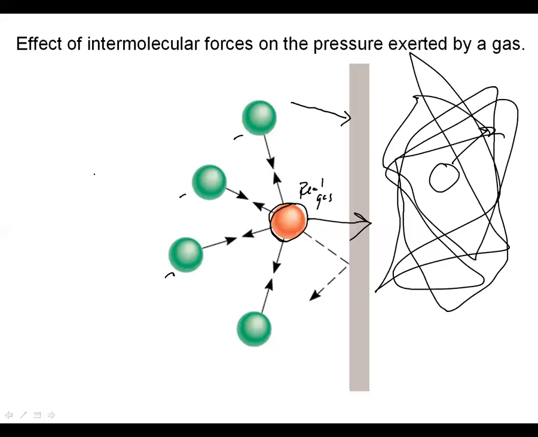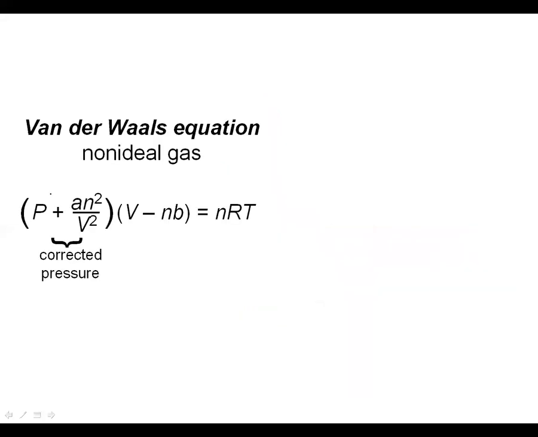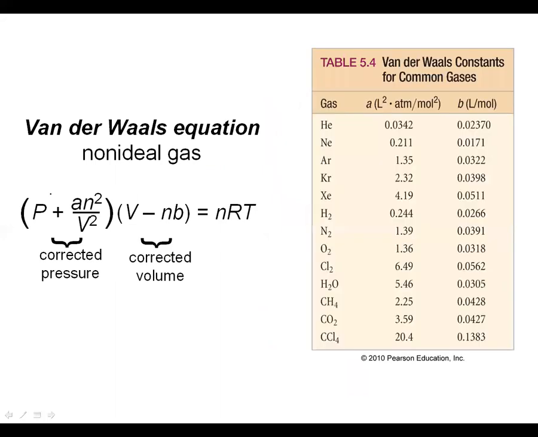As opposed to here in our real gas situation, it's not going to be as freely able to move around as fast, because there are these attractive forces and maybe some repulsive forces as well. And again, that's all going to have an effect on the pressure. So what we end up with is the ideal gas law that van der Waals modified for each of these situations to deal with real gases or non-ideal gases.